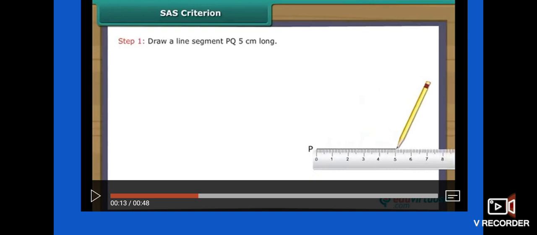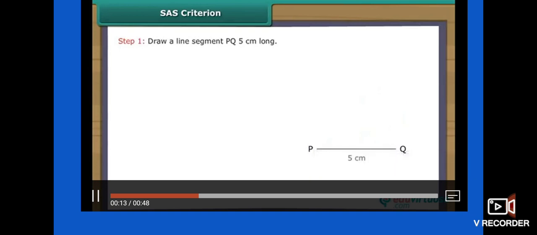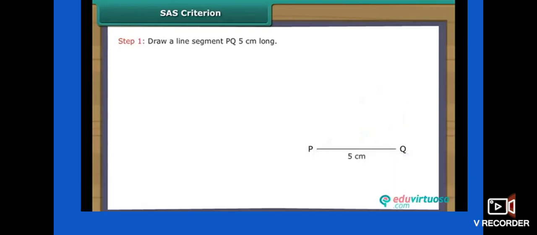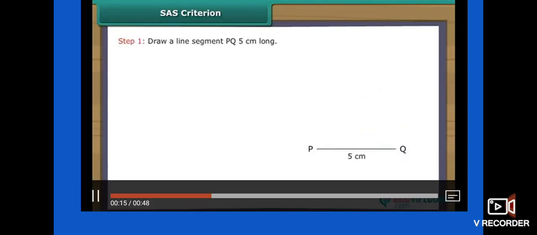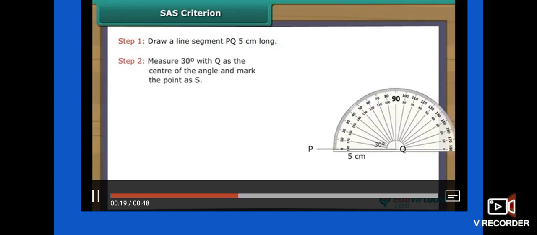For this, you draw a line segment PQ with 5 centimeter length. Next, we know angle Q equal to 30 degree. Then you take your protractor and place it at Q. Then you know this is the baseline.